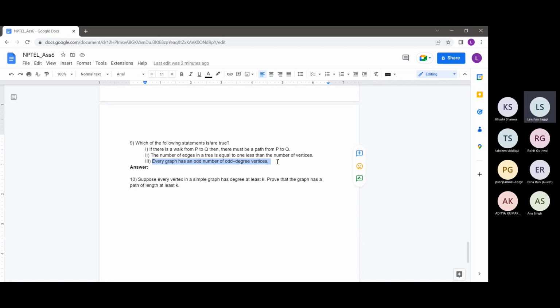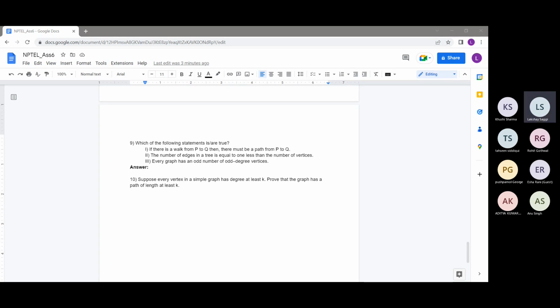One second, guys. The sum of degrees is even. So I guess you must have already seen this. Yeah, this was the handshaking lemma, right? Every graph has an odd number of odd degree vertices. This is not true. The handshaking lemma says that every graph has an even number of odd degree vertices, right? So statement 3 is incorrect.